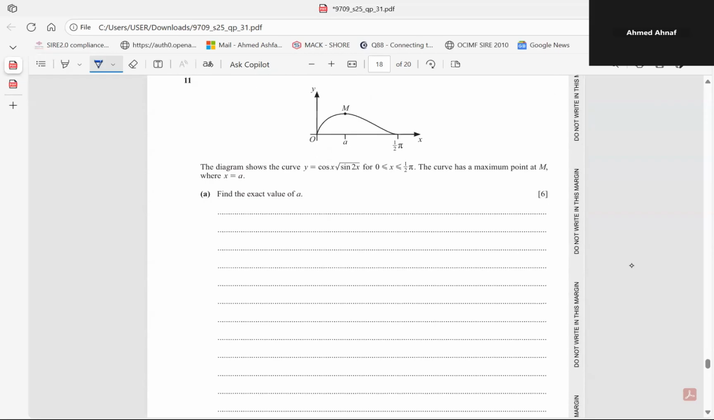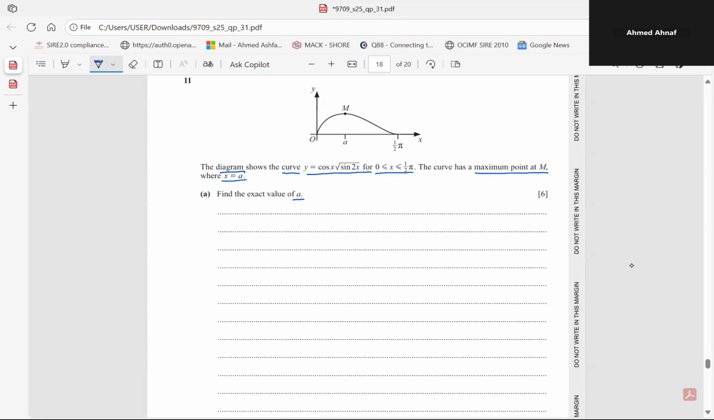Okay, so here we're given a diagram with the curve with this equation for this domain, and the curve has a maximum point at M where x is equal to a. Okay, so here we're going to have to find the exact value of a. First of all, in order to know what a is, we have to know what our maximum point is. So as you know, our maximum point is basically a stationary point. So at that point, dy/dx would be equal to 0.